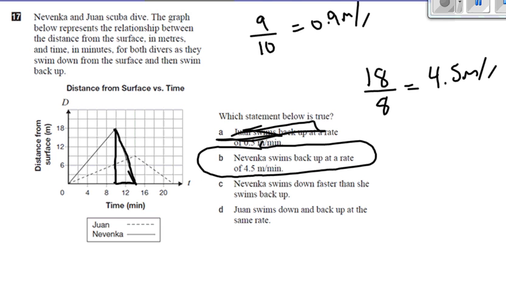Now let's double check everything else, because again, this is what I recommend. If you have time, double check everything else. Nevenka swims down faster than she swims up. Here she is swimming down at this slope, and now she's swimming up. Well, swimming up is clearly a steeper slope than swimming down. Juan swims down and back up at the same rate, and you can see that these are not the same slopes. They definitely have maybe the same rise, but clearly different runs, and that means different slopes. So the answer is B.